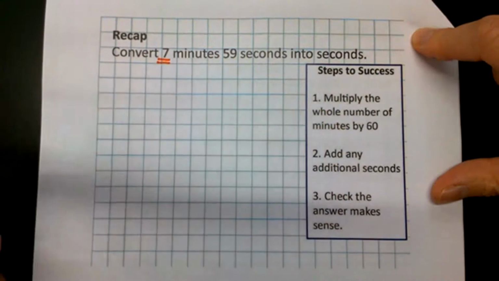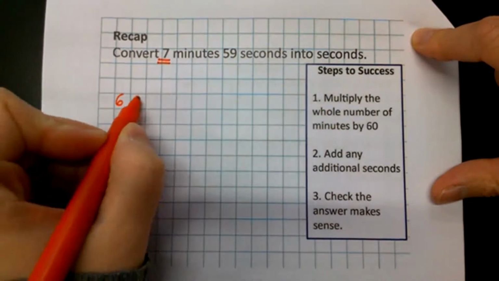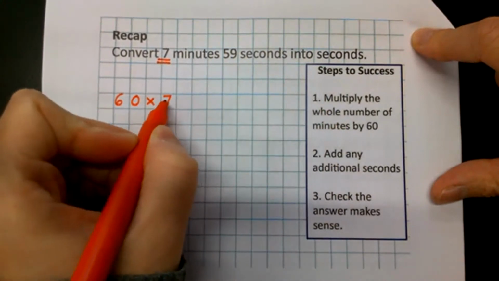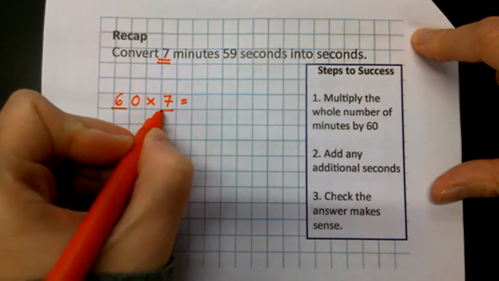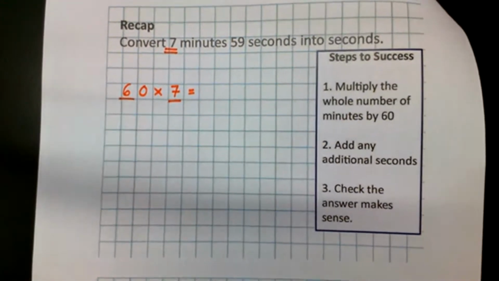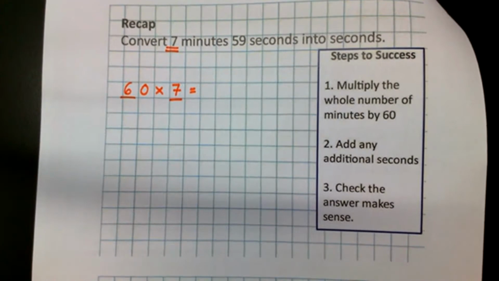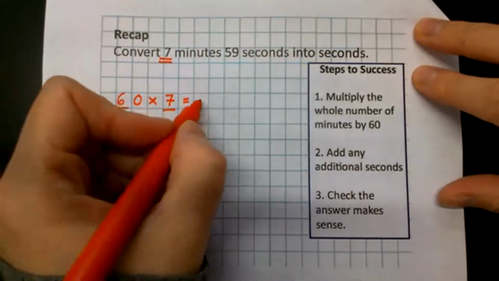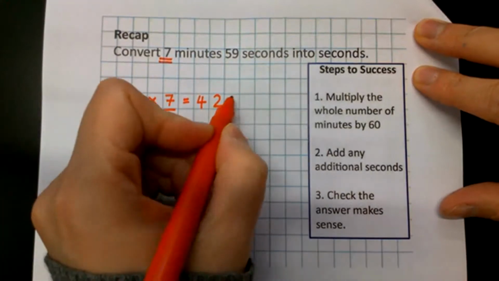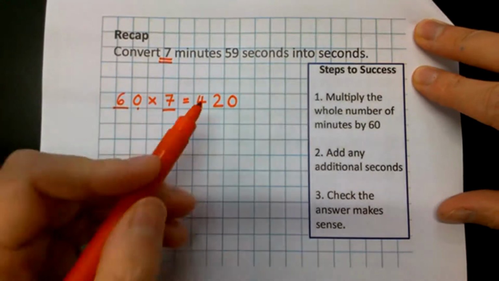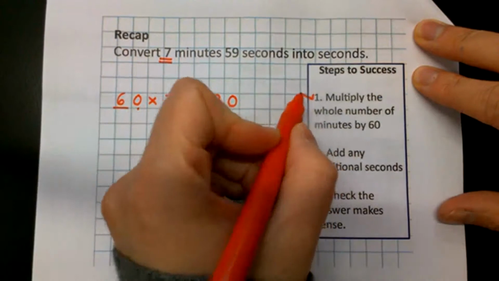So this is our whole number. 60 times 7 equals. Now, this is how we calculate it quickly. 6 times 7: 7, 14, 21, 28, 35, 42, and then we're going to place our 0 at the end to make it 10 times bigger, so that's 420.